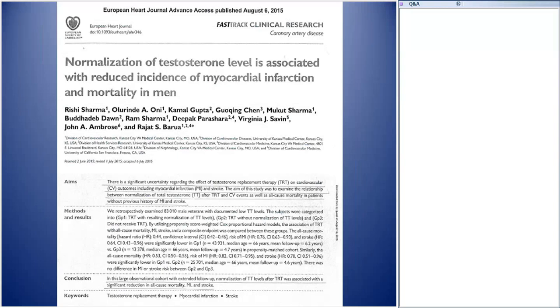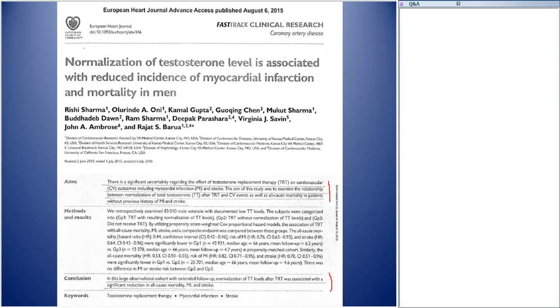There's a significant uncertainty, not in my mind, regarding the effect of testosterone replacement therapy on cardiovascular outcomes, including MI and stroke. The aim of this study is to examine the relationship of all-cause mortality, MI, and stroke, and see what we can come up with. The conclusion of this study was, in this large observational cohort with an extended follow-up, normalization of testosterone levels with therapy is associated with a significant all-cause reduction in mortality, MI, and stroke.